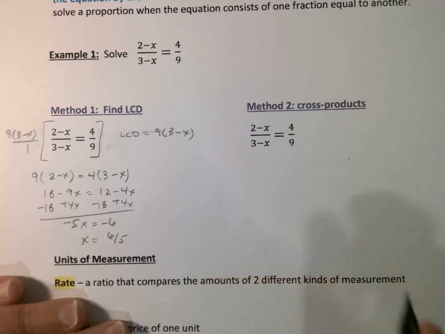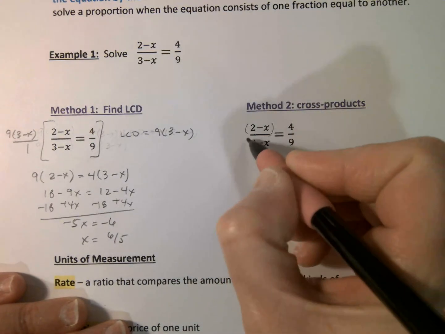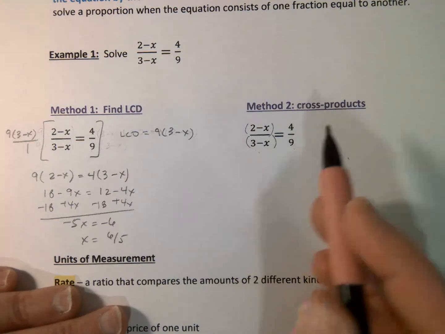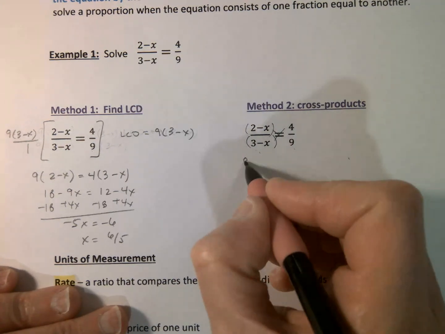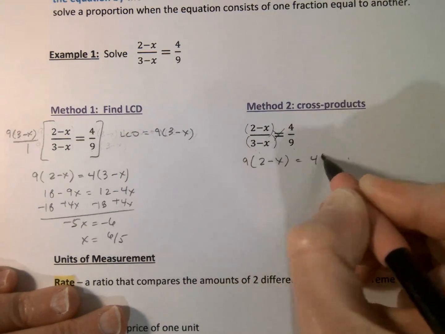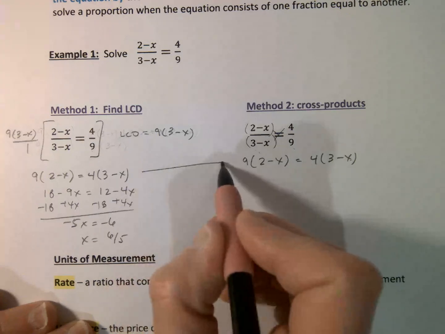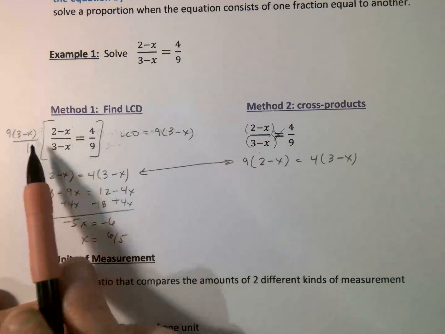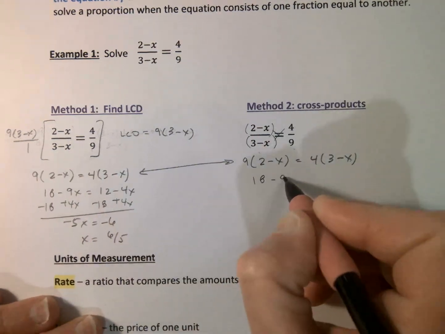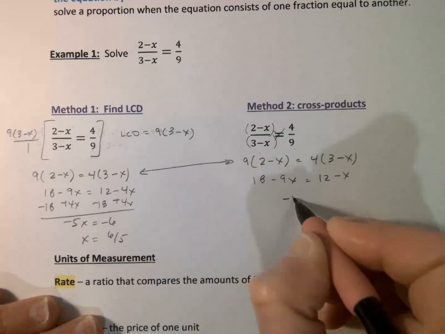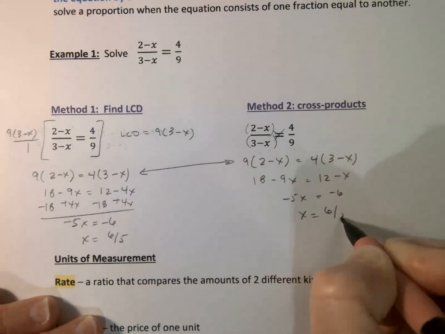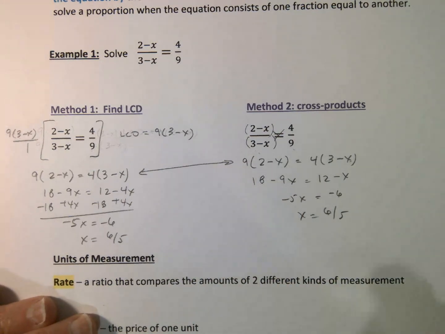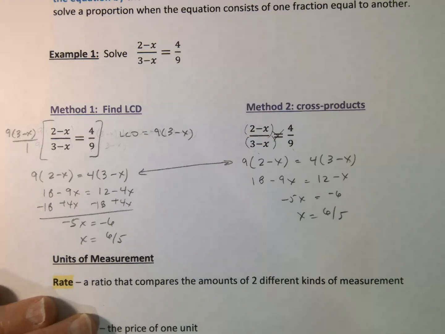I could also solve this using cross products because it's two fractions that are equal to each other. Make sure you put your binomials or trinomials in parentheses because you're going to have to distribute. So I have 9 times 2 minus x equals 4 times 3 minus x, and that's exactly the same thing. The only difference was I didn't have to figure out the LCD. Here I did, so that was an extra step. But it gives me the same answer: negative 5x equals negative 6 and x is equal to 6/5. So this one is easier, but you can only do it when you have a fraction equal to a fraction. When you have a proportion is the only time you can use cross products.